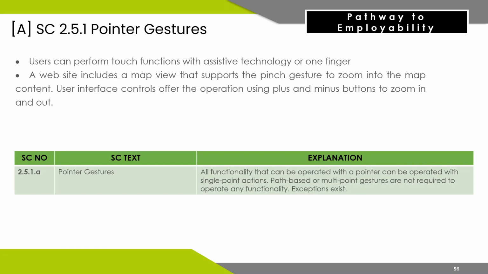The requirements for success criterion 2.5.1 Pointer gestures are 2.5.1.a Pointer gestures. All functionality that can be operated with a pointer can be operated with single point actions. Path-based or multi-point gestures are not required to operate any functionality. Exceptions exist.